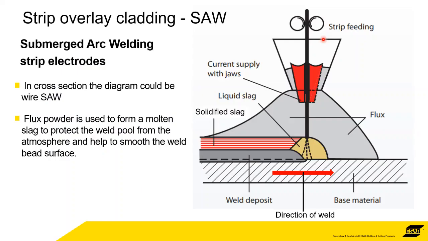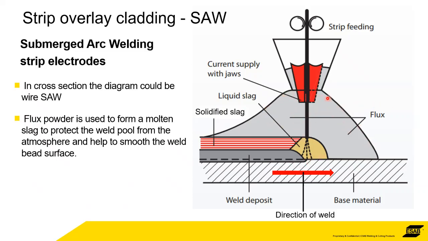If you look at this diagram, then in section it could be wire, and the process is exactly the same. The strip in this case is fed through the welding head into the base material, and then obviously the jaws of the electrodes, potential between the electrodes and the base metal producing an arc. Okay, and the arc is submerged in flux powder.